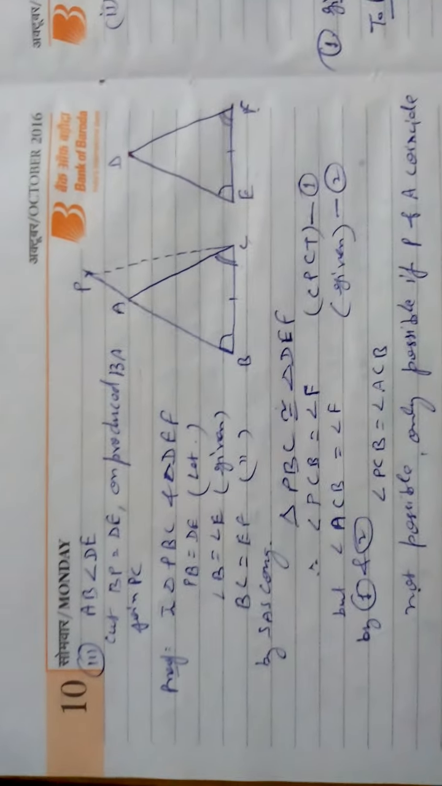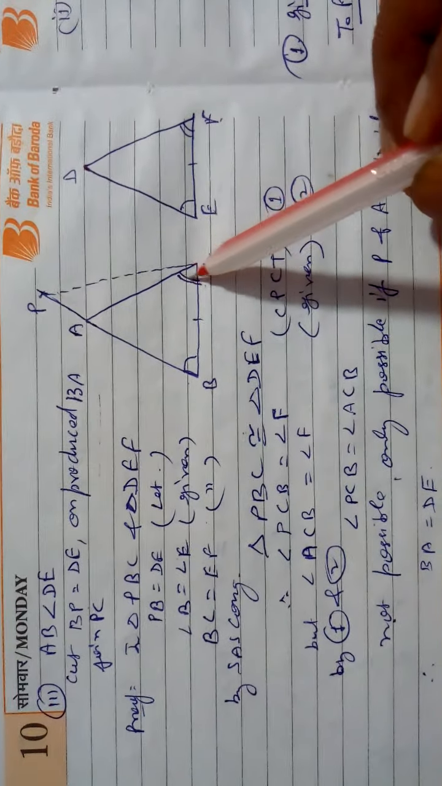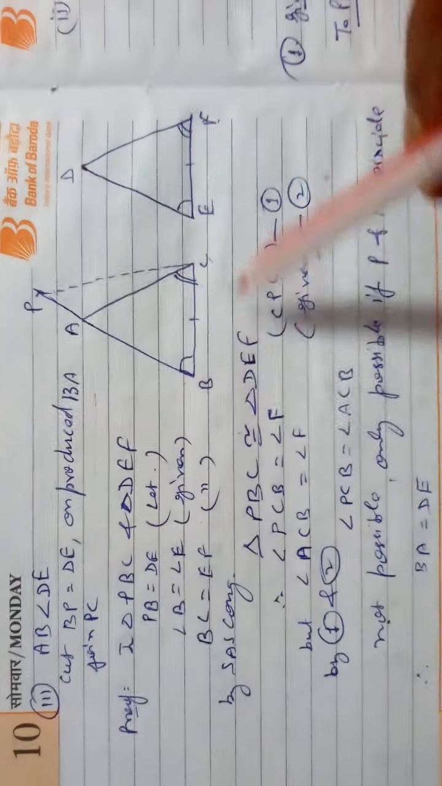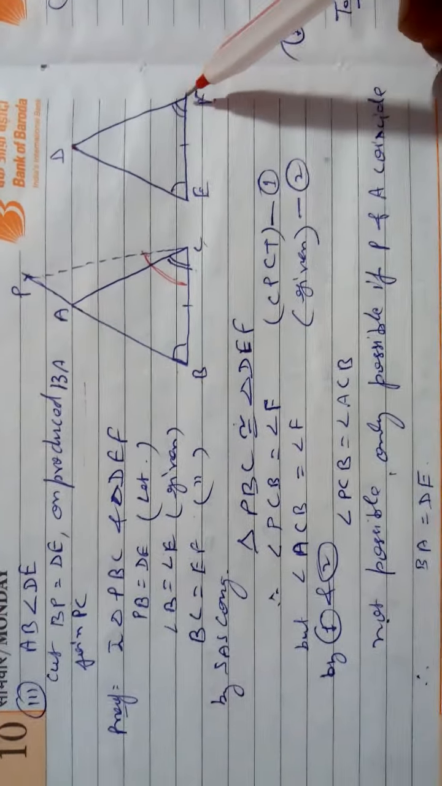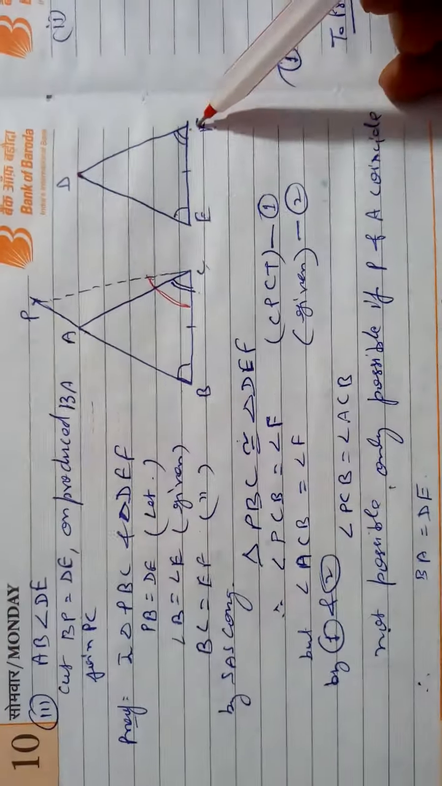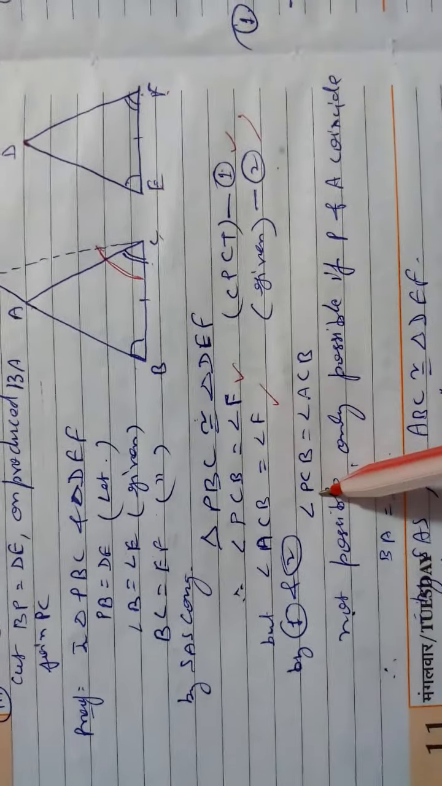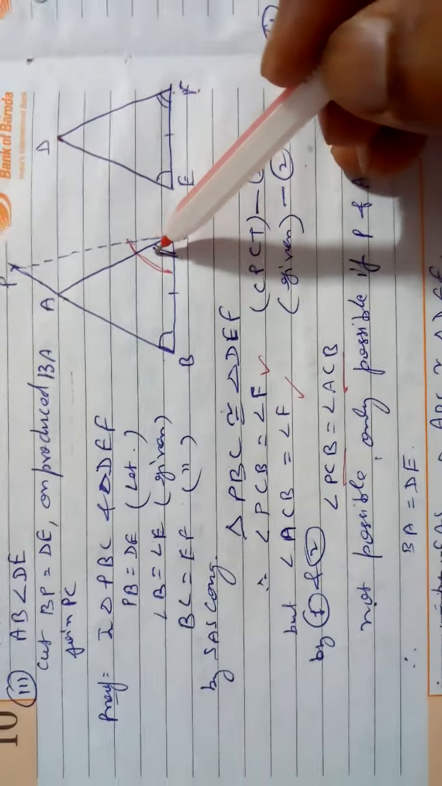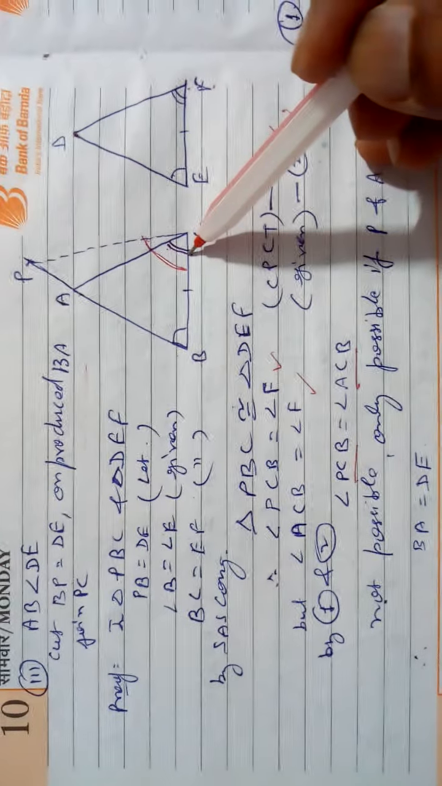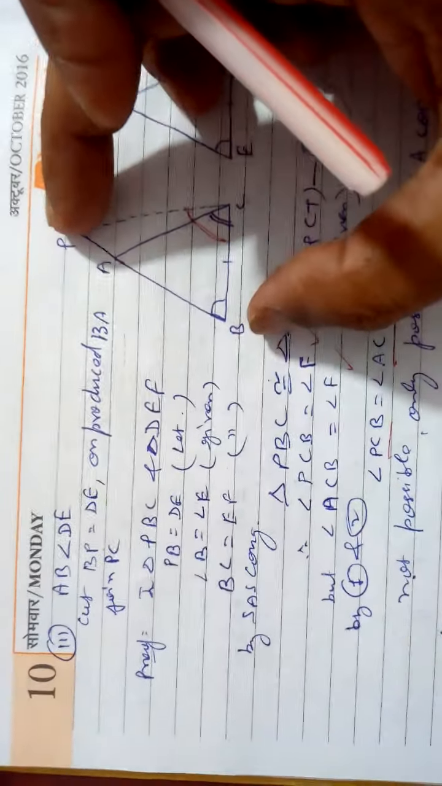When it is congruent, again same process, this angle is equal to angle PCB. This angle is equal to angle F by CPCT. ACB is equal to angle F, it is given, first and second. By both comparison, you are getting PCB equal to ACB. This and this angle being equal is not possible. Only possible when A and P are the same point, coincide. If they coincide, again BP will be BA and BA equal to DE, then again SAS, both the triangles are congruent.